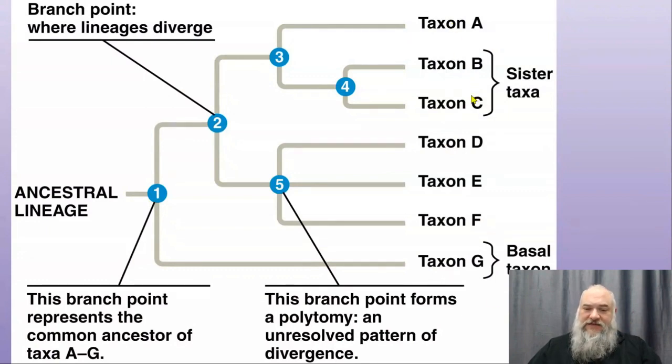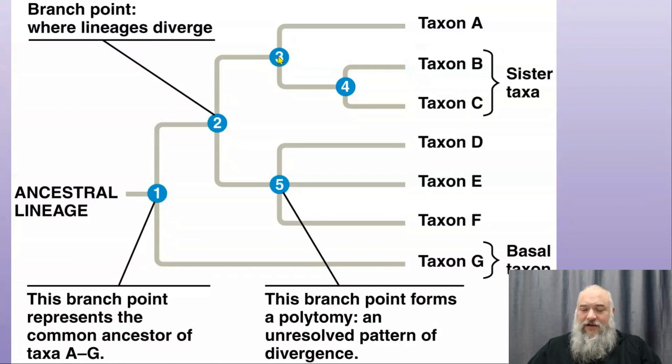So B and C here have a common ancestor at 4. So at that point, there was some common ancestor that they shared that has all the characteristics, and there was a split. Okay. If we go a little bit further back, we can find a common ancestor between A, B, and C. So these 3 right here are more closely related to each other than they are to these ones, because these ones share a more recent common ancestor right there.